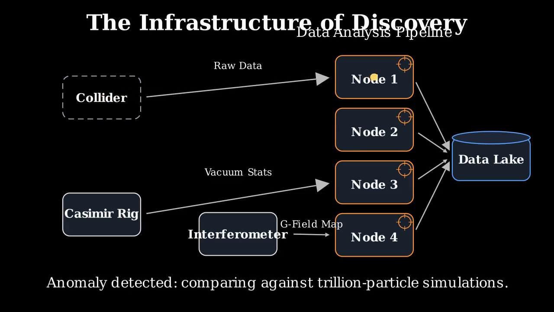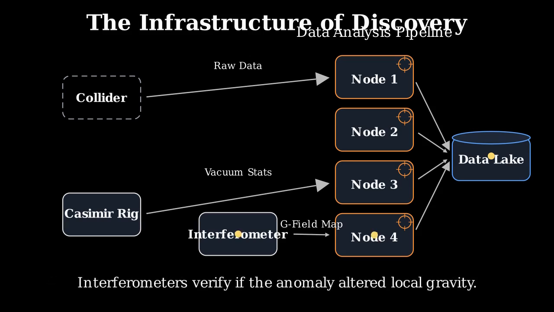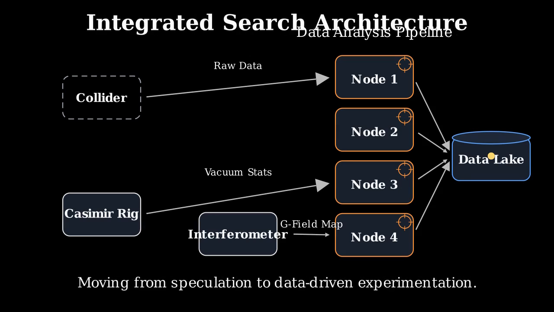These advanced AI-driven scientific computing clusters serve as the backbone, running high-fidelity simulations of field interactions that are simply too complex for traditional physics. When a collider detects a subtle anomaly in particle decay, the signal travels to the compute cluster. Here, AI models compare the raw data against trillion particle simulations to see if a new physics signature has emerged. At the same time, the interferometers verify if those particle-level anomalies actually manifest as a measurable change in local gravity. This cross-verification ensures that every discovery is backed by multiple lines of experimental evidence.